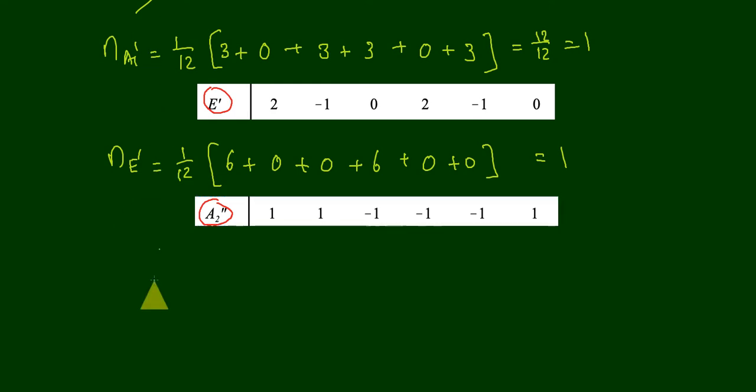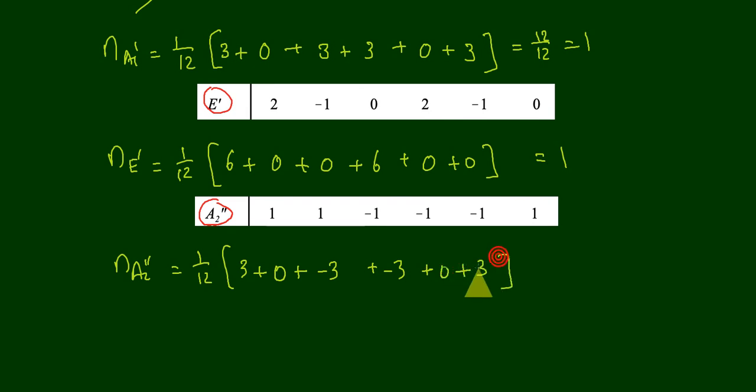So N A2 double dash, or double prime, is equal to 1 divided by 12 into 3 plus 0 plus minus 3 plus minus 3 plus 0 plus 3. That is equal to 3 minus 3 minus 3 plus 3, that is equal to 0.